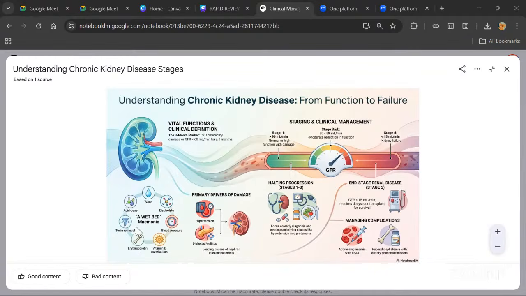Remember, the kidney is the number one controller of BP in your body. And then you have vitamin D metabolism, erythropoietin, and toxin removal. So for erythropoietin, remember all chronic kidney disease patients will have a form of anemia, and it's usually normocytic, normochromic anemia. Erythropoietin is a hormone that boosts the production of red blood cells.